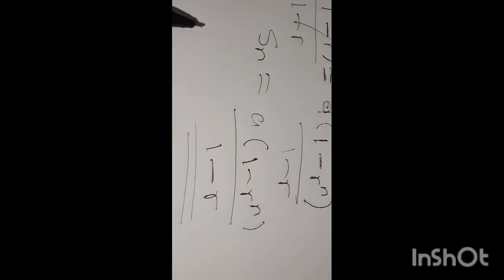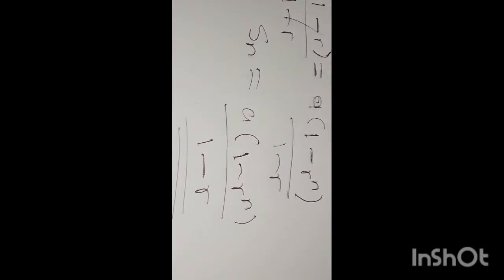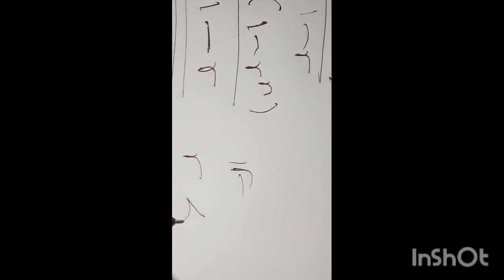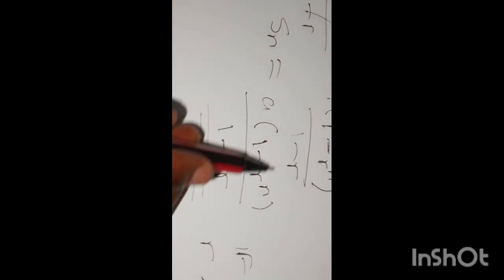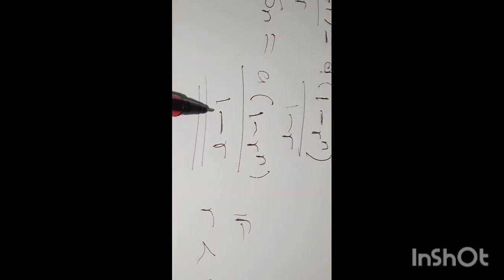So this is the formula for the sum of a GP. This formula only applies if r is less than 1. So if r is less than 1, this is the formula we have to use. This is the sum of a GP.